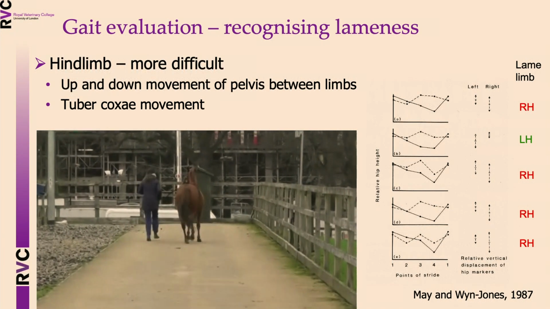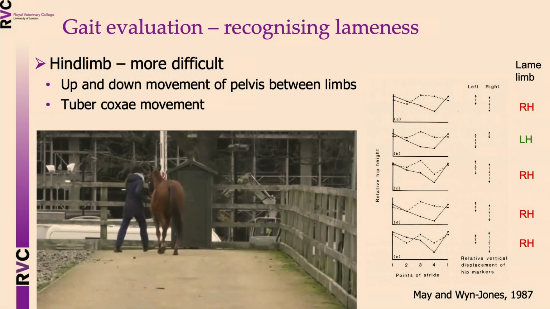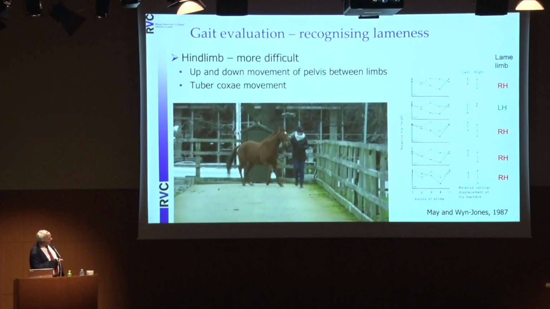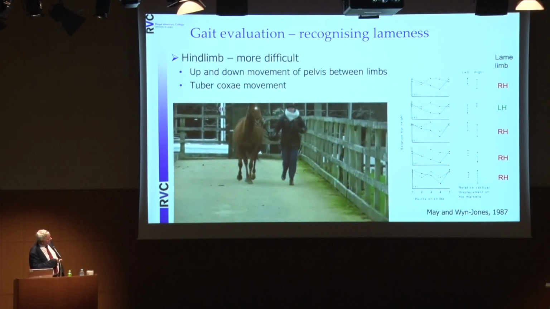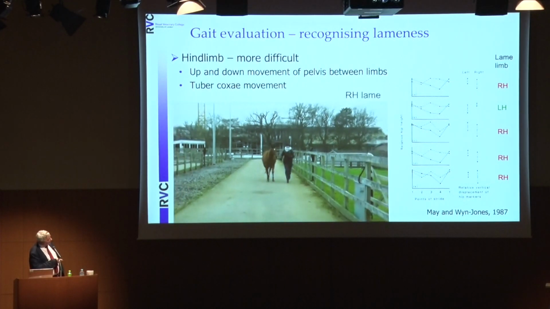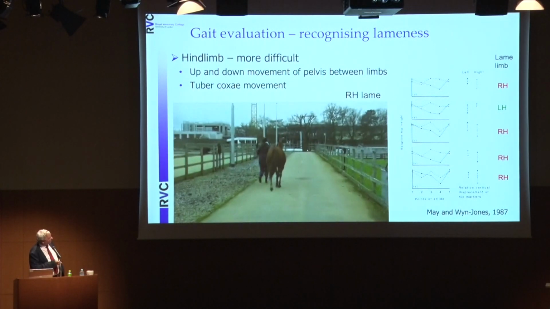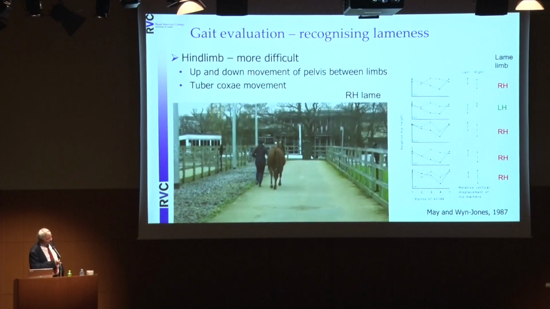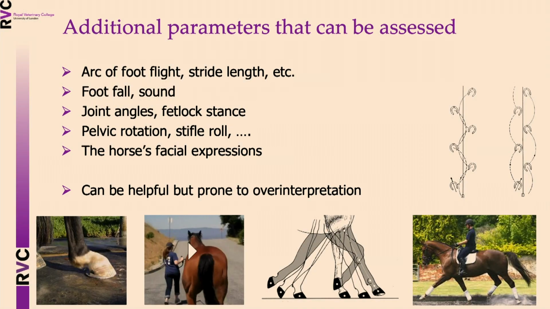So you will see in this horse, when it turns round, that this horse is lame on the right hind. Now, a number of other parameters can be assessed, which I've listed here, but most of these are very subjective and they are prone to overinterpretation.